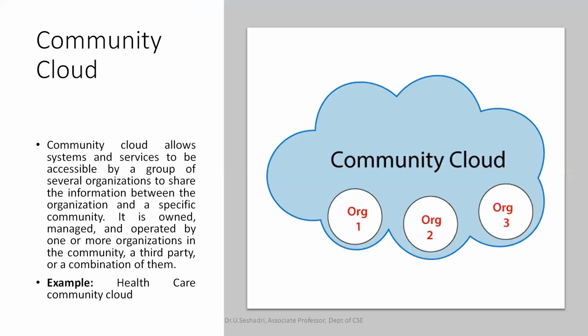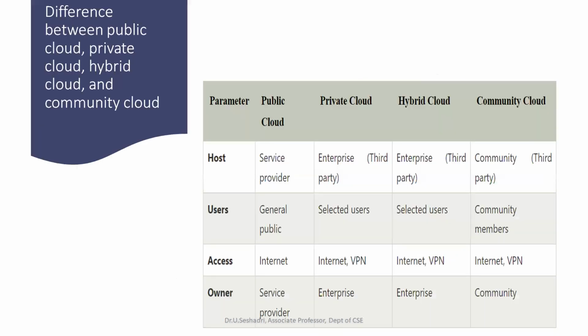And then another type of deployment model is the community cloud. A community cloud is a group of organizations that combine and form a cloud. The examples are healthcare community cloud and education community cloud. Those are the four types of deployment models: public cloud, private cloud, hybrid cloud, and community cloud. And those are some of the differences between public, private, hybrid, and community cloud. Based on parameters, I am differentiating the points. We'll see this one.